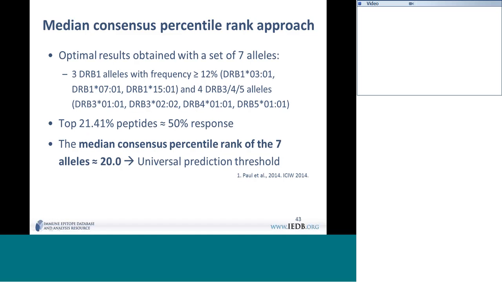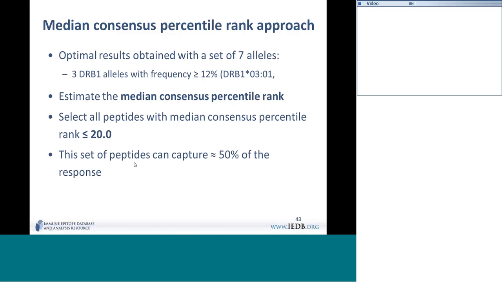And this amount, the 21% of peptides, roughly corresponds to the median consensus percentile rank of 20 for the 7 alleles. This can be considered a universal prediction threshold. I will explain this further in this slide.